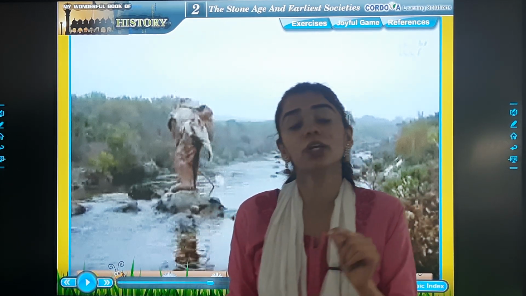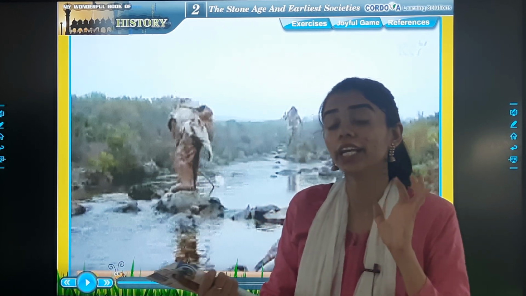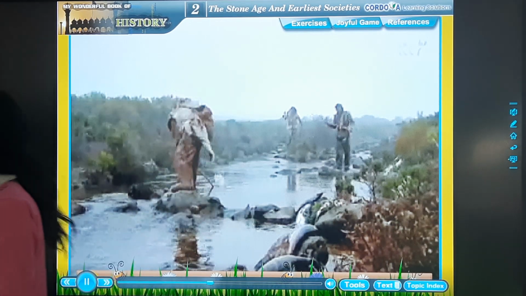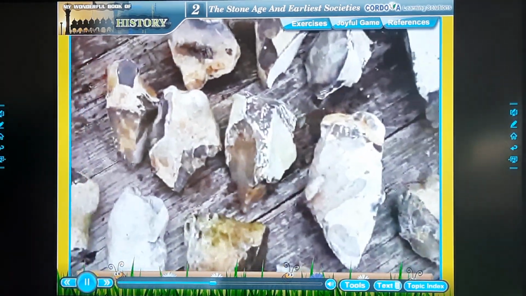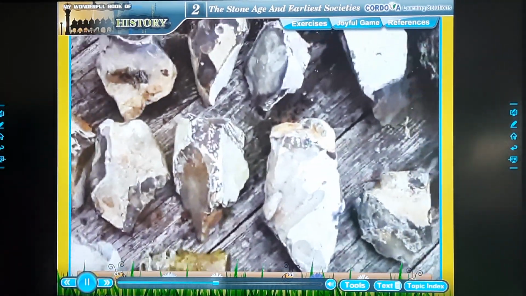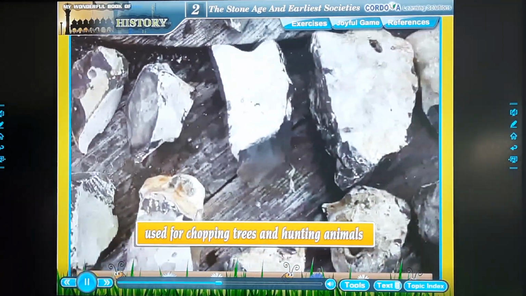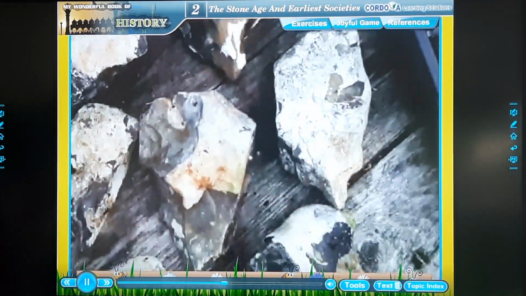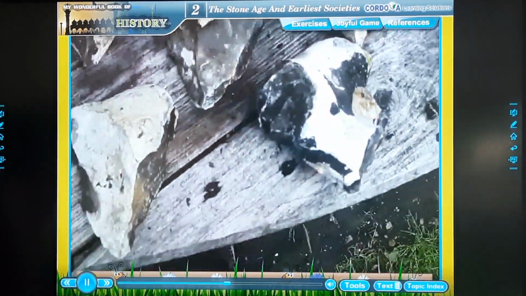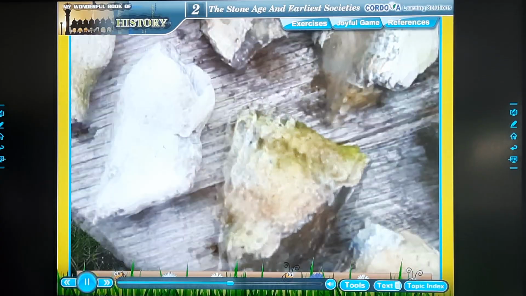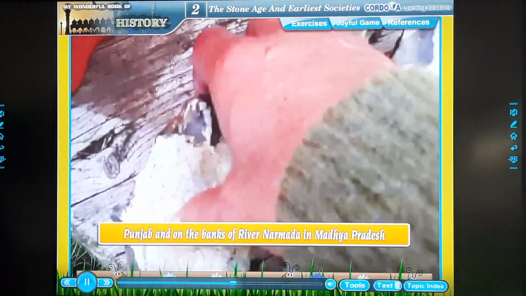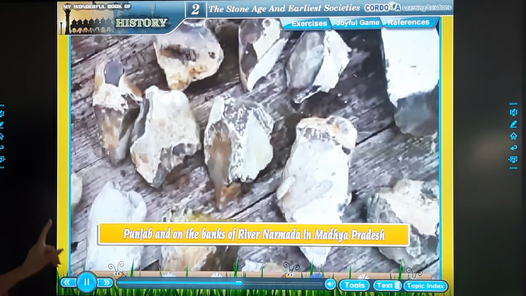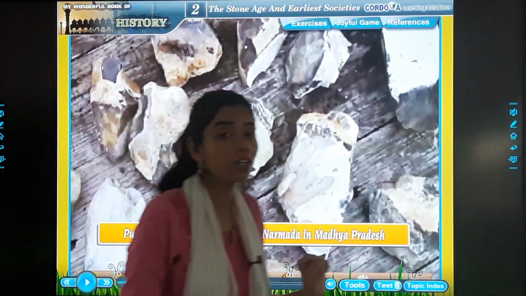So during this period, what happened? The weather was extremely cold. The most common tool of this age was the hand axe, which was mainly used for chopping trees and hunting animals. Therefore, these tools are also known as choppers. In India, these tools were mainly found in Punjab and on the banks of river Narmada in Madhya Pradesh. So we need to remember this also.